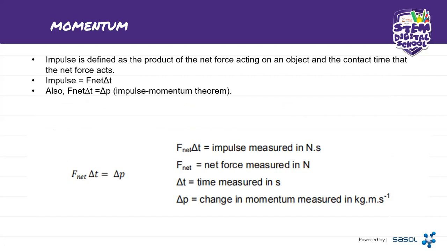So for the F Δt, this symbol right here is what represents the change in momentum. Our F Δt is the impulse measured in newtons per second. Then we've got our net force, which is measured in newtons, and we've got our change in time, which is measured in seconds. And change in momentum is measured in kilograms meters per second. Okay.